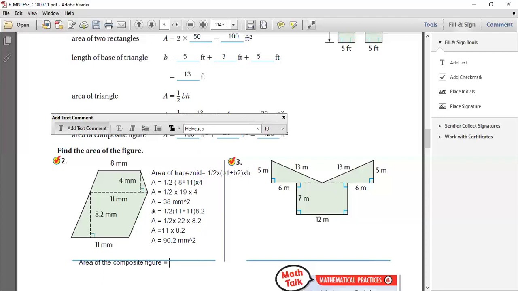So the first area was 38. So 38 plus 90.2, which is going to give you 90 plus 38 is 128.2, because there's a 0.2 square millimeter. So this is how you have to find the area of the composite figure. Clear?